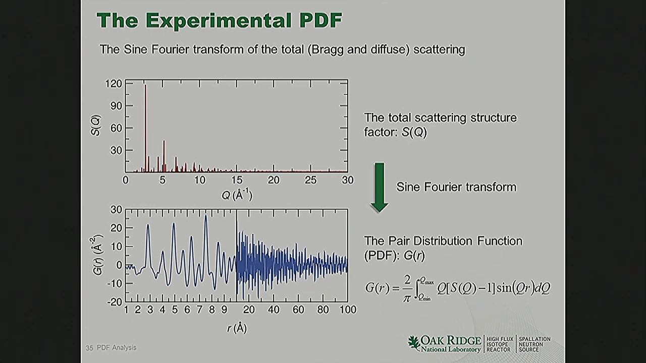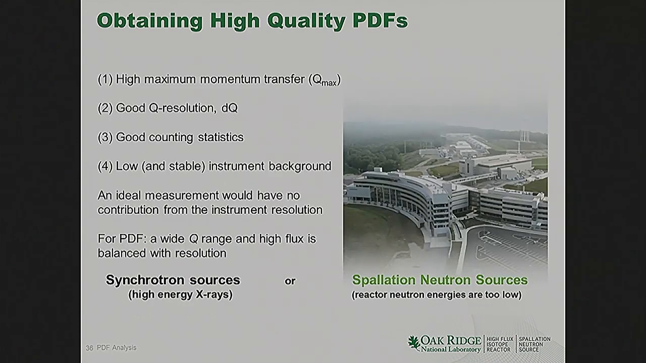So, this function is the sine Fourier transform of this total scattering, and by total we mean Bragg and diffuse. And if you look at the equation for the PDF as a function of Q, you can see that it is integrated between a Q min and a Q max. Now, theoretically, this would be from 0 to infinity, but we can't measure from 0 to infinity. So those are also experimental artifacts or features that we need to take care of when we apply this method.